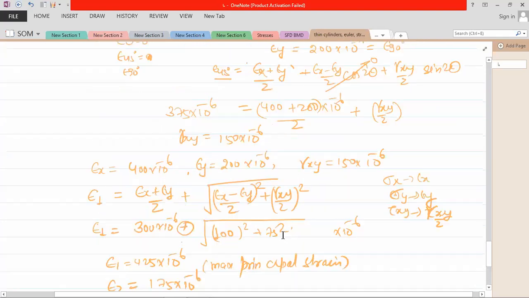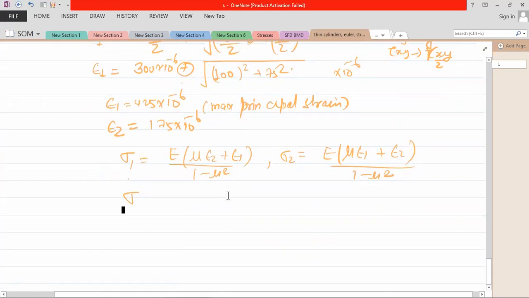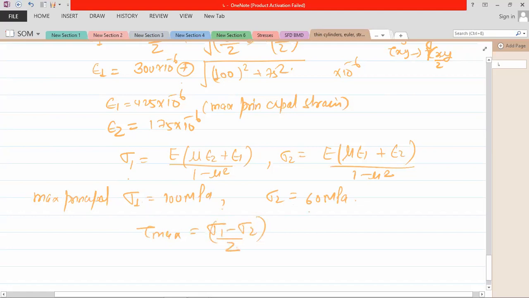So the E value and mu value are given in the above equation. So your sigma 1, that is the maximum principal stress, is around 100 megapascal, and your minimum principal stress is around 60 megapascal. Now you know the maximum and minimum principal stress. So tau maximum, you know the formula, is maximum minus minimum divided by 2, and that value is 100 minus 60, that is 40 divided by 2, that is 20 megapascal.